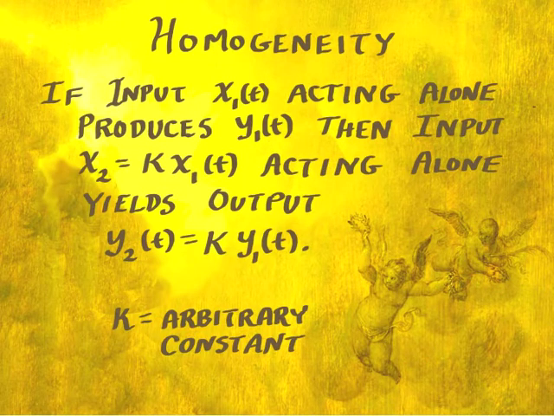Let's now look at the property of homogeneity. So let's suppose a system has homogeneity. Then if input x1 acting alone produces signal y1, then input x2 equal to k times x1 acting alone will produce an output that is k times the output we found before, y1. And this is true for k being any arbitrary constant. So a simple way of looking at this is if we put in twice the input, we will get twice the output. That is the property of homogeneity.